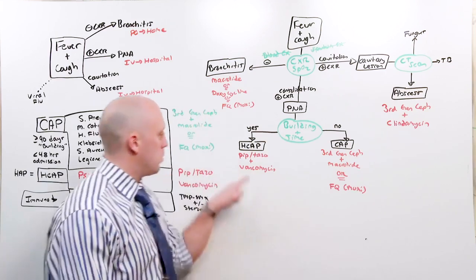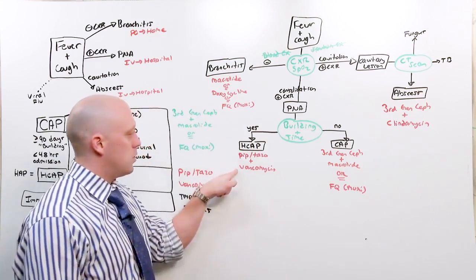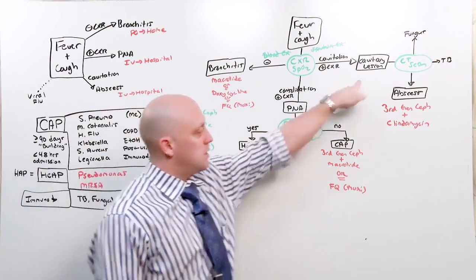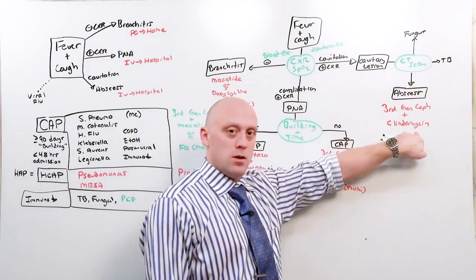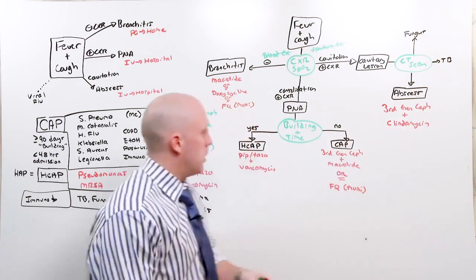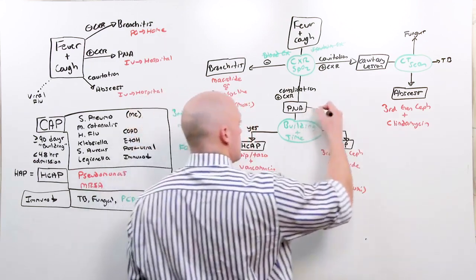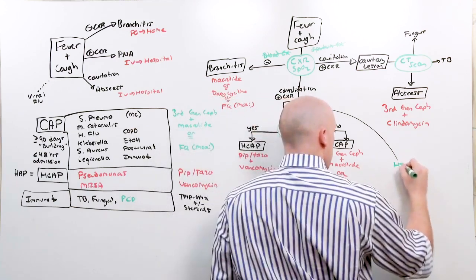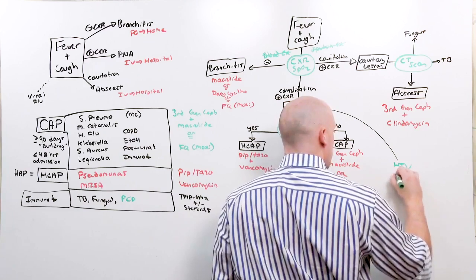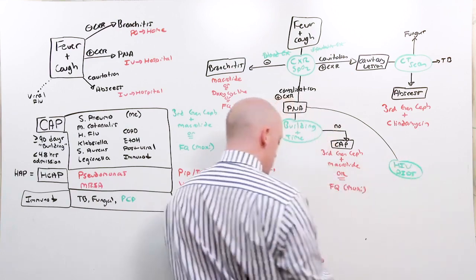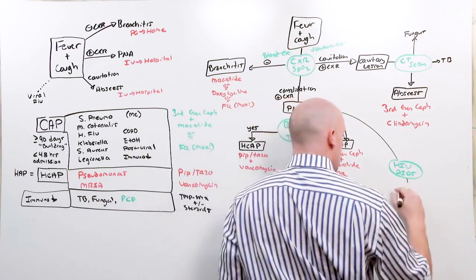You have to decide between anti-pseudomonal coverage and MRSA coverage versus not that. And an abscess needs to be given anaerobic coverage. There's a wild card in here. If you have pneumonia and you're HIV positive and have a CD4 count less than 200, that is AIDS, if that's the case, you need to give consideration to PCP.